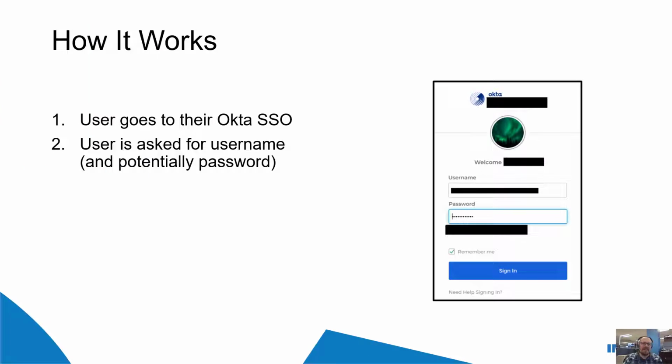So first, the user goes to Okta SSO. This is mine, so I have the things I don't want you to see blacked out. And they're asked for the username, potentially in this case your password. As I said before, you can go passwordless because it's know, have, and are. You could go have and are for your authentication without having to have the know of a password and still be doing multi-factor authentication. That's becoming more and more popular because passwords are sort of easy to compromise.